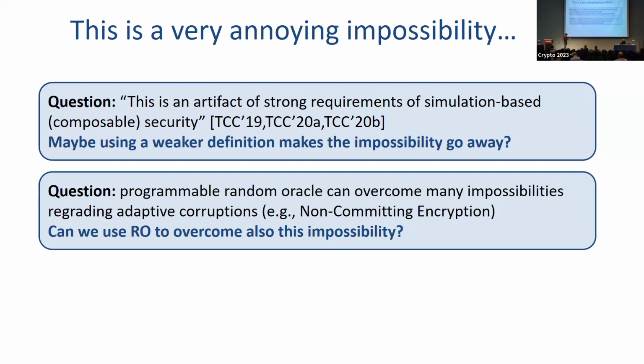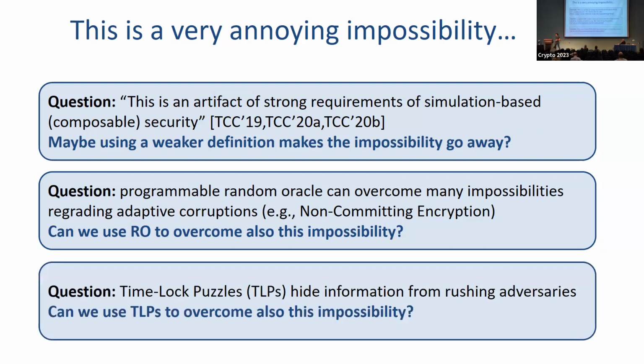Also, it's an adaptive adversary. We know that if we use a programmable random oracle, we can also bypass all kinds of impossibilities. So if we use a random oracle model, can we bypass this impossibility? Another thing is that in this impossibility, the adversary gets to see the message and then operate. What if we hide the content of the message and reveal it to the adversary at a later point in time, where it's already too late for him to corrupt the sender? This is what a time lock puzzle gives us. So if we have time lock puzzles, can we bypass this impossibility? All of those are good questions, and we try to address them in this work.